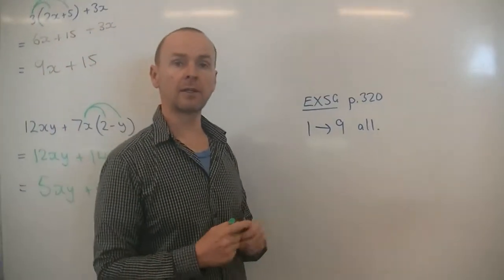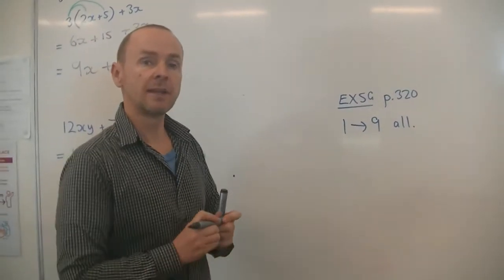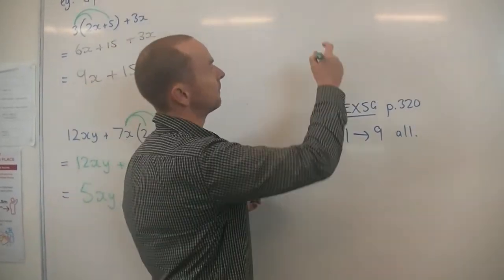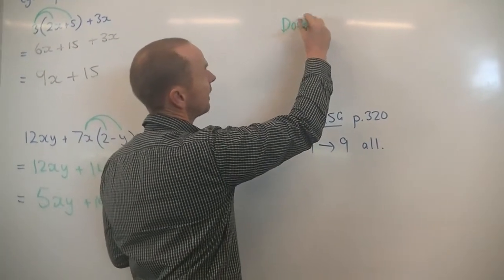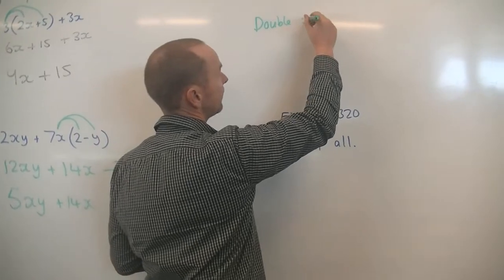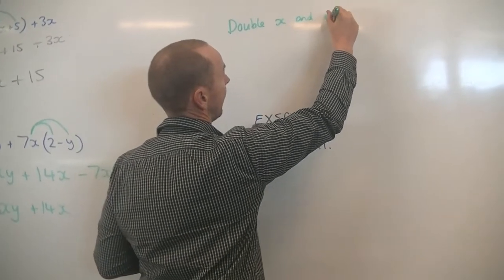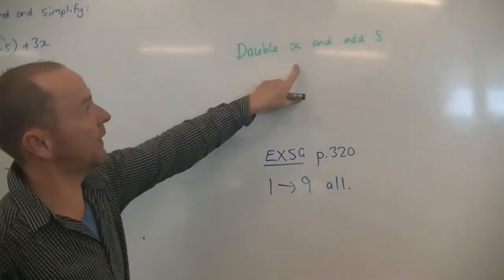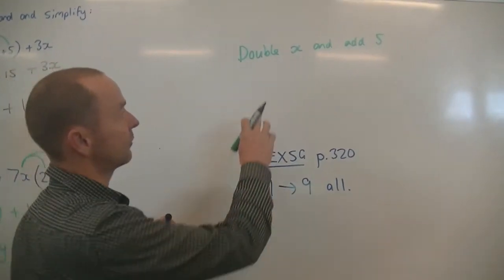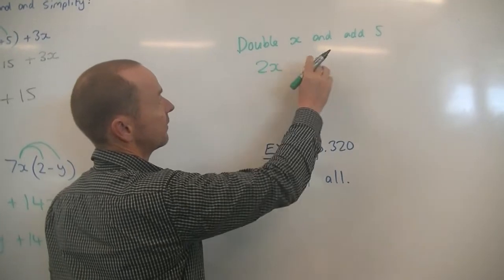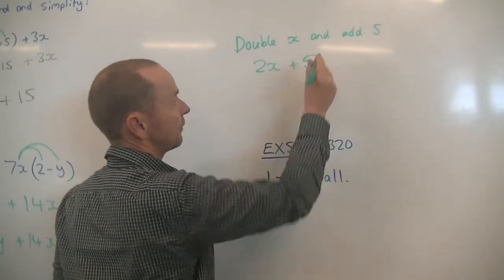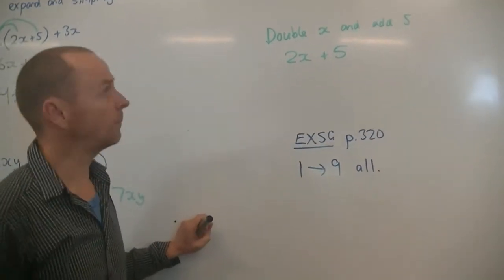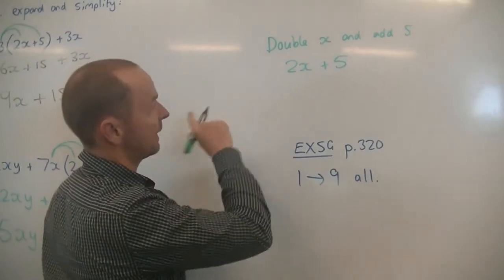Here's your work in a second. The only other hard thing in this exercise, they've got worded questions that will say something like double x and add 5. And you'll have to write that worded question as an equation. So double x is 2x, and then add 5, you write plus 5. That one doesn't have any expanding brackets.